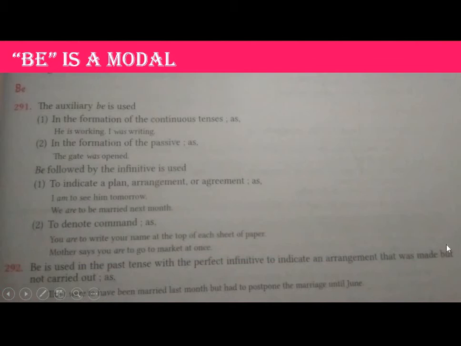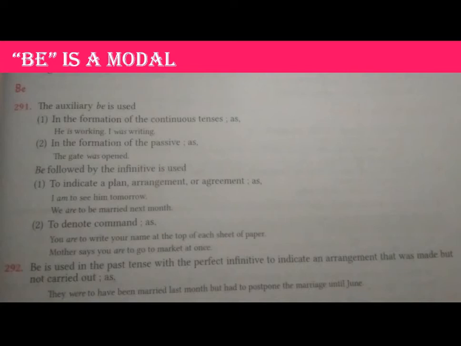I hope you can see it properly. So now we're going to see about be, the first auxiliary we're going to cover. There are two uses of be. The first use is in the formation of continuous tenses. I hope you remember the tenses which we read. In that, be is used to form continuous tenses. Examples are: he is working, I was writing.